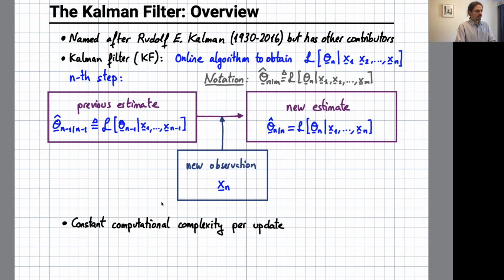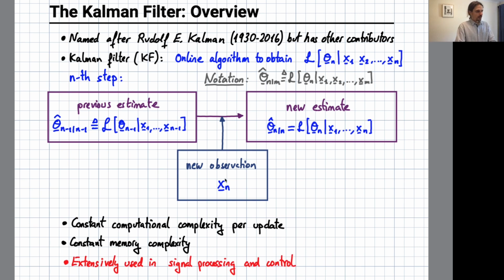The Kalman filter is a purely online algorithm, so it means that the computational complexity of this update doesn't grow with n, right? This wouldn't be the case if we were using a batch algorithm. And also the memory requirements don't grow. This means that when we get new data, we just use it for improving the estimate, and then we just throw it away.